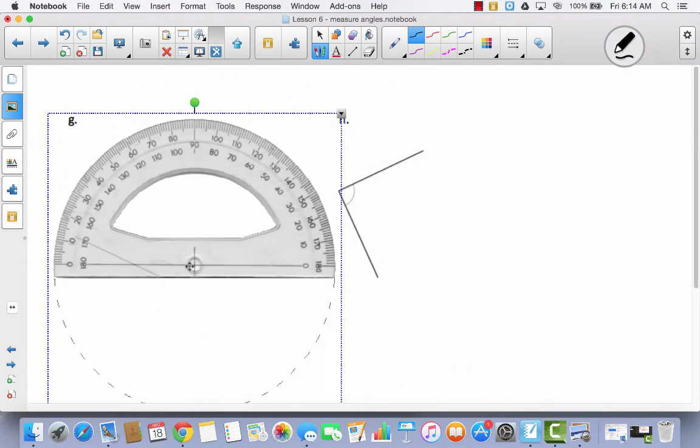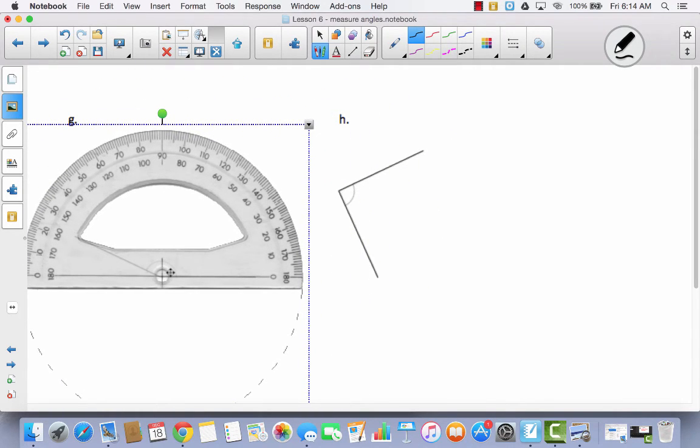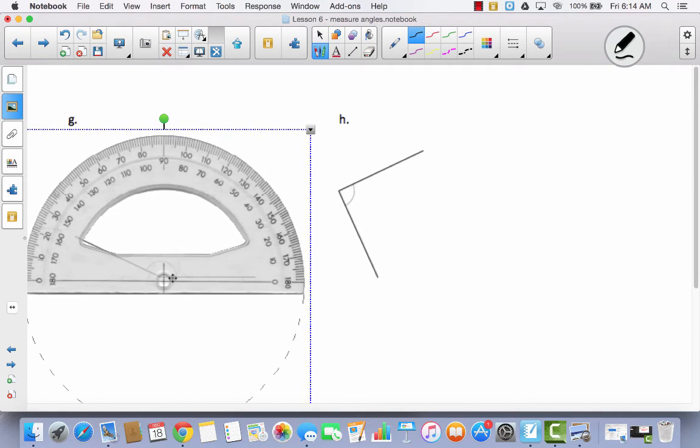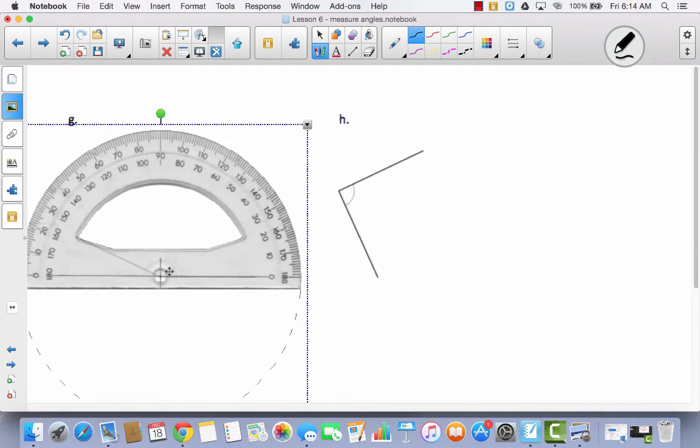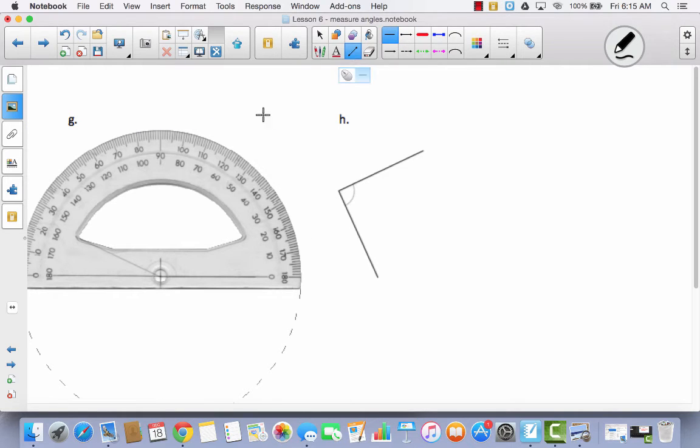All right, so let's take a look at G. And I'm putting it right on the base. The most important part of measuring with a protractor is lining it up correctly. Nine times out of 10, that's what the kid's mistake is. Okay, so now when I look at the other ray, it's kind of hard for me to read it again. So I'm going to go ahead and extend it straight out so that I can see.